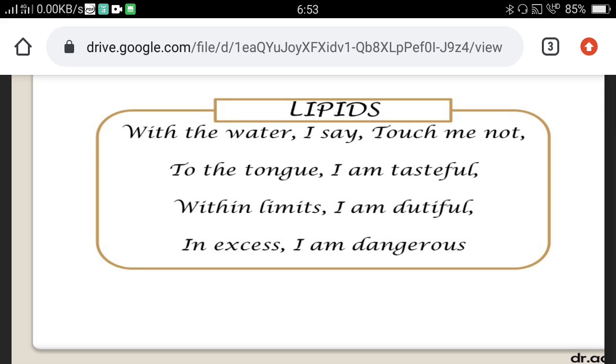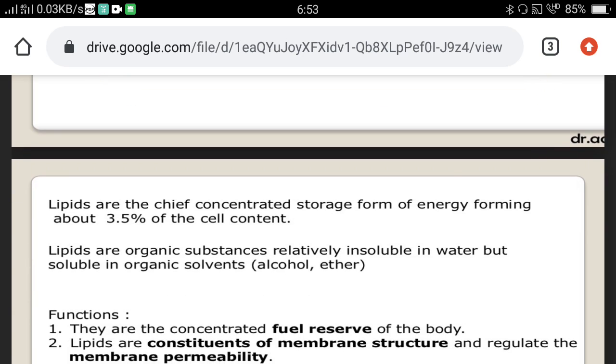With the water I say, touch me not. To the tongue I am tasteful. Within limits I am dutiful. In excess I am dangerous. That is a very good quotation for lipids.